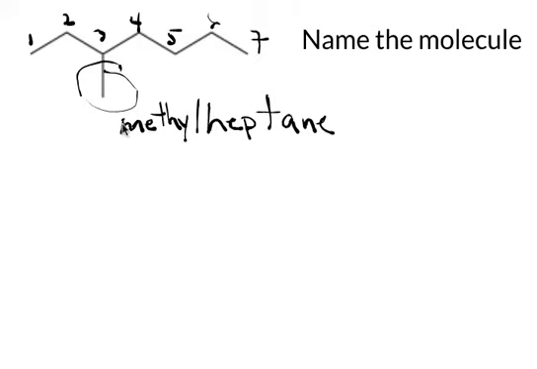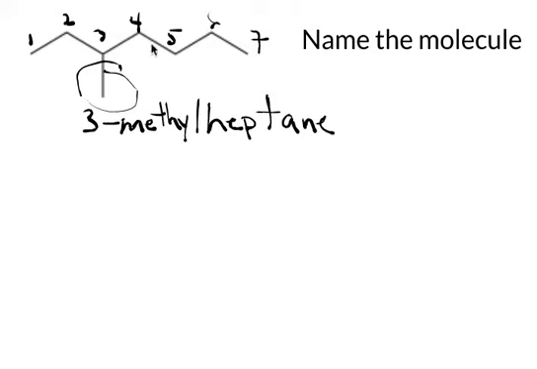And we have to say where the branch lies. And what we do is we look at the carbon that the branch is attached to. In this case, it's attached to carbon number 3. 1, 2, 3. We want the branch to have the lowest number possible, so we would call this 3-methyl heptane.